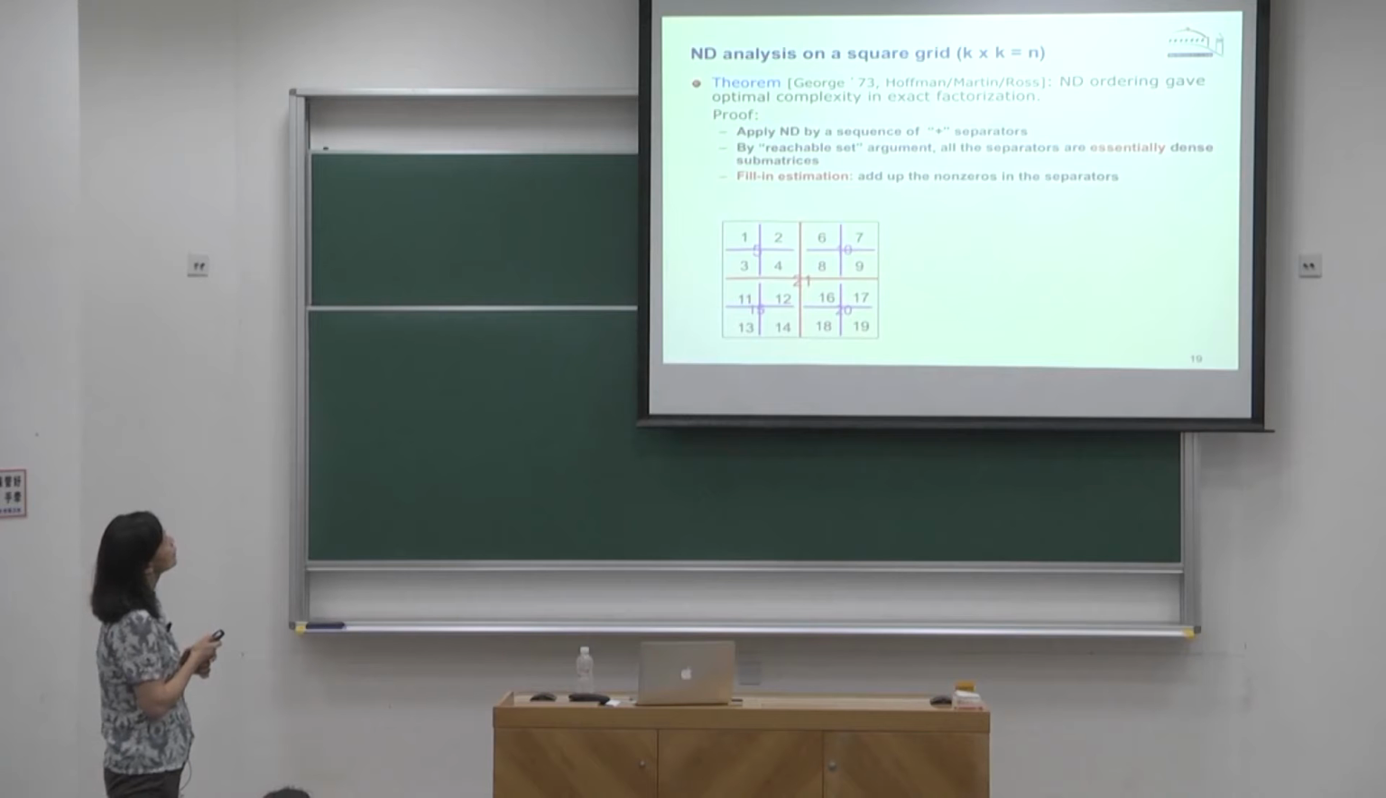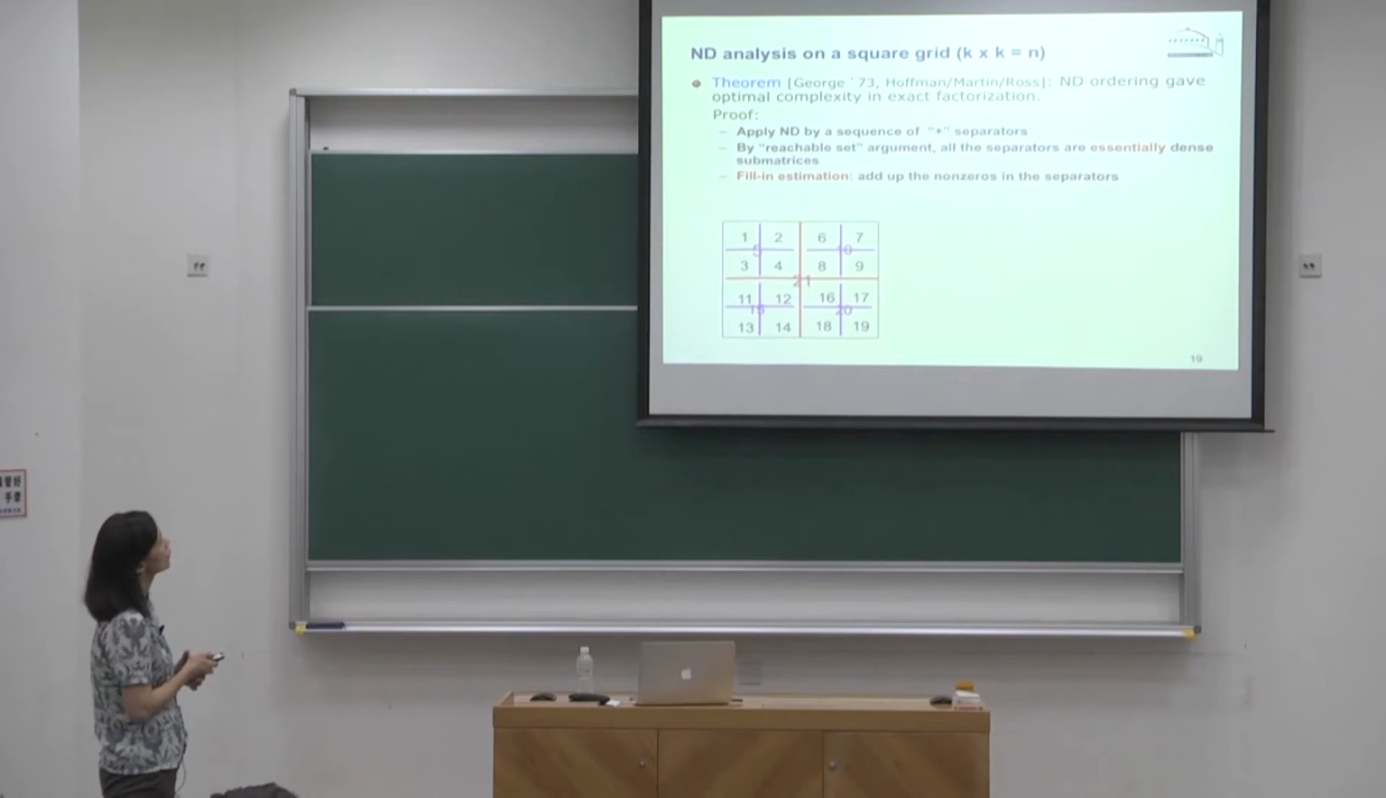So what he has proved is to apply ND by a sequence of plus separators. It's a little bit relaxed, because for a line separator, you have one piece which is not a square anymore, it becomes rectangular. Therefore it's harder to do the arithmetic, to do the counting. So we use a plus separator. The top level is a plus separator, then the second level is this purple plus separator.